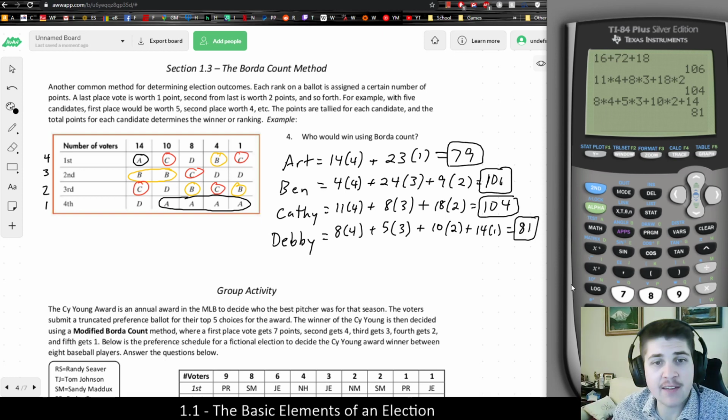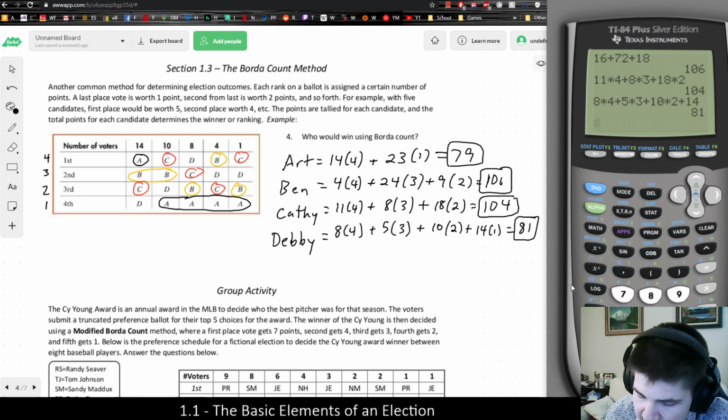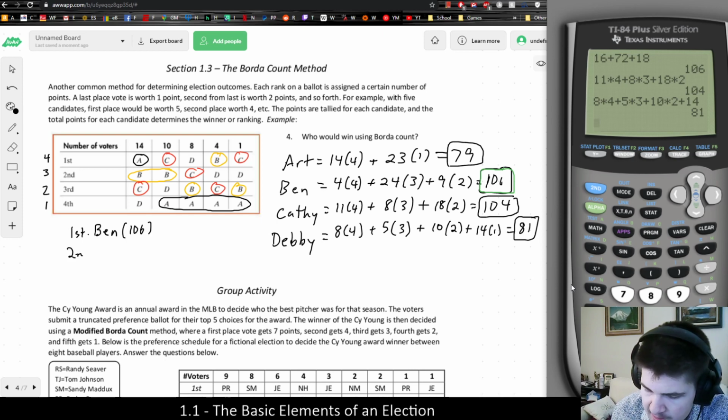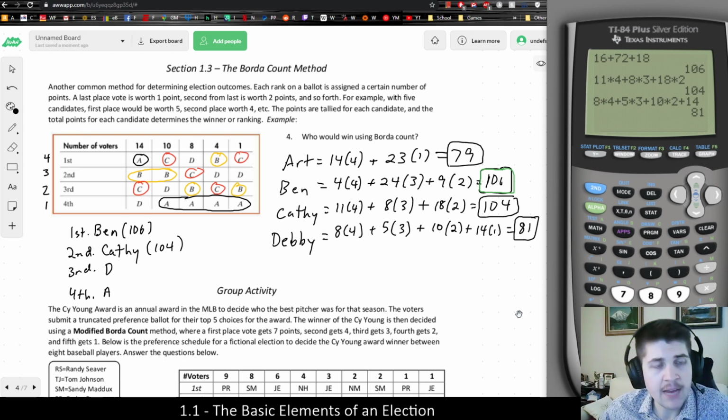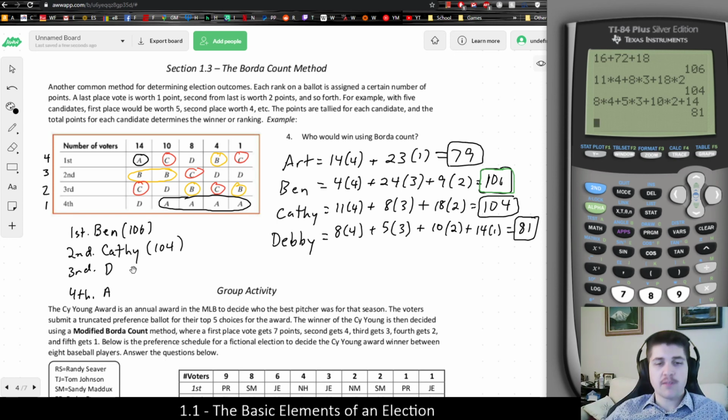And once I'm done, then I can fully see what happened. We can see that Ben came out on top. He had the most, and we could rank them in order. First place goes to Ben with 106 points, second to Kathy with 104, third to Debbie, and fourth to Art of course, which I can see over there. Anyways, we could get a complete ranking, whether we wanted a winner only or the full system, but we have our answer.